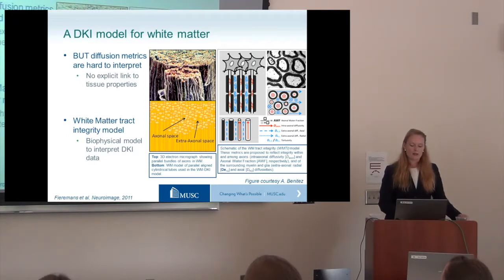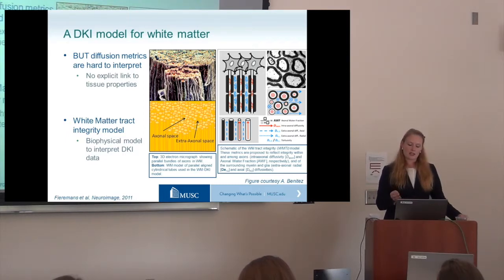So maybe that's not that far-fetched, but I just want to make sure that that's clear. That's the assumption that we're making. And we're also assuming that there's no exchange. So this is a kind of cartoon drawing. There's water inside of the axon that's shown in red. There's water outside of the axons that's shown in blue. And there's no exchange between these compartments.